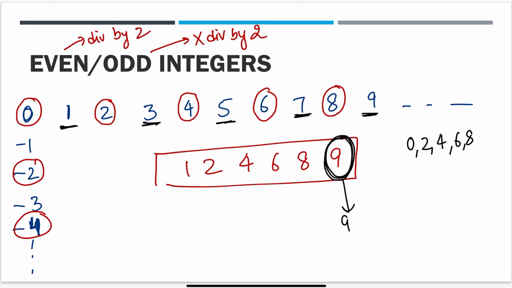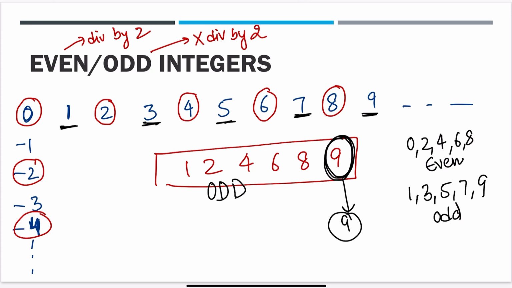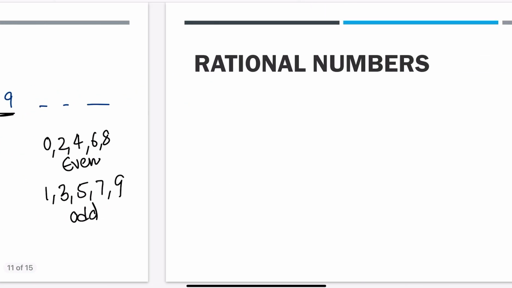If the last digit is either 0, 2, 4, 6 or 8, it will be an even number. Otherwise, if it is 1, 3, 5, 7, 9, it is an odd integer. So it is 9. We will say this complete number 1, 2, 4, 6, 8, 9 is an odd integer. I hope it is clear, odd integer and even integer. Let's move to the next topic.